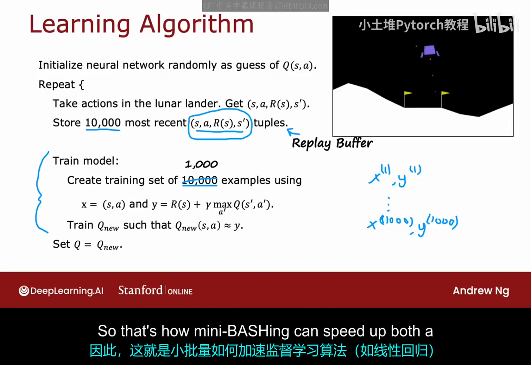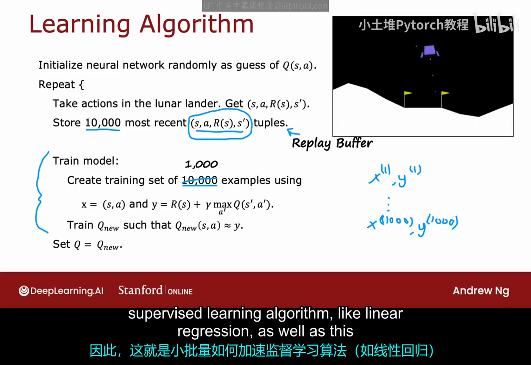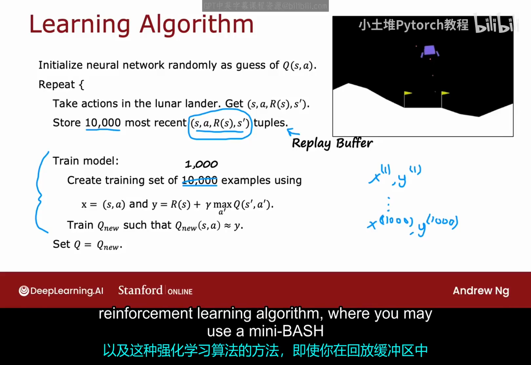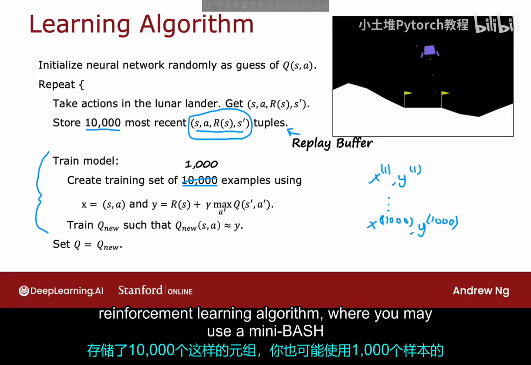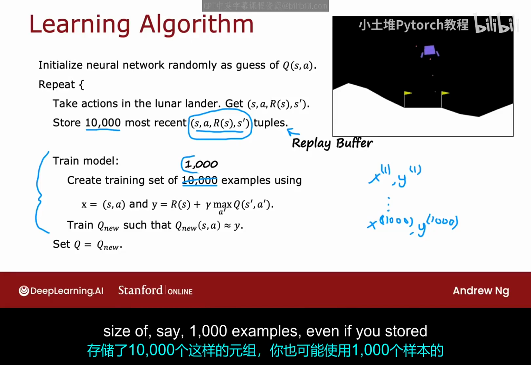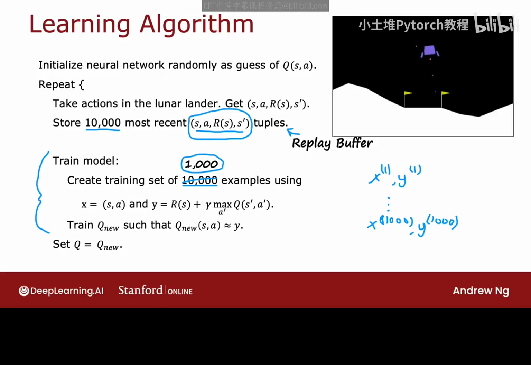So that's how mini batching can speed up both a supervised learning algorithm like linear regression, as well as this reinforcement learning algorithm, where you may use a mini batch size of, say, 1,000 examples, even if you stored away 10,000 of these tuples in your replay buffer.